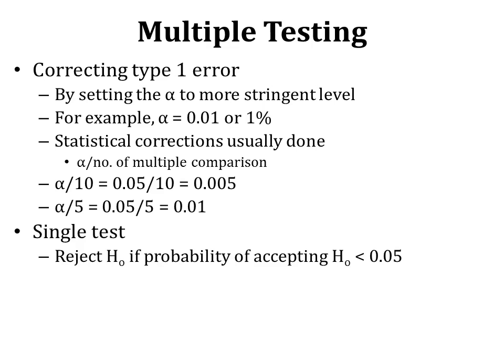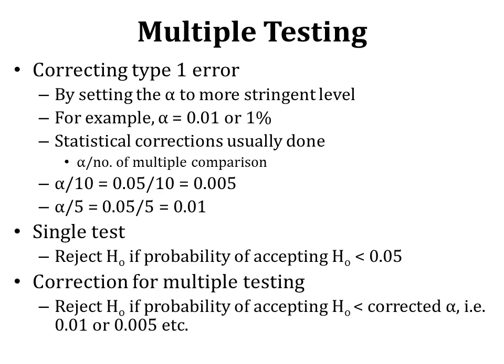So how is this going to create the difference? In a single test, your level of significance, your alpha level, is 0.05, which means that you reject the null hypothesis if the probability of accepting the null hypothesis is less than 0.05, right? So this is what we usually do.